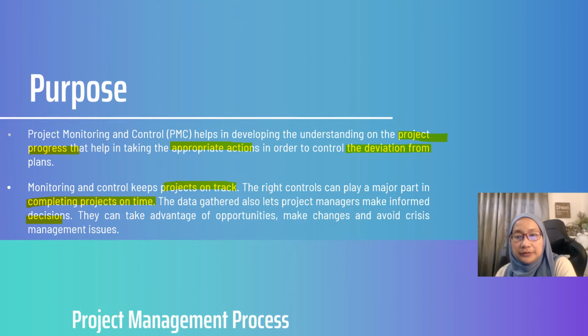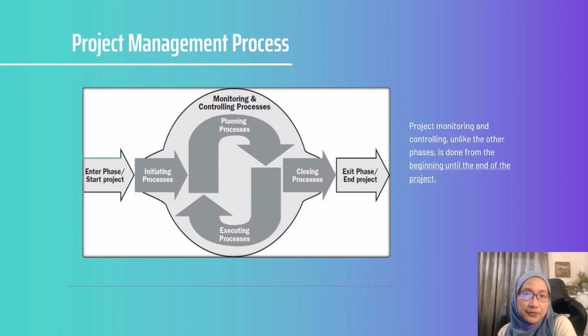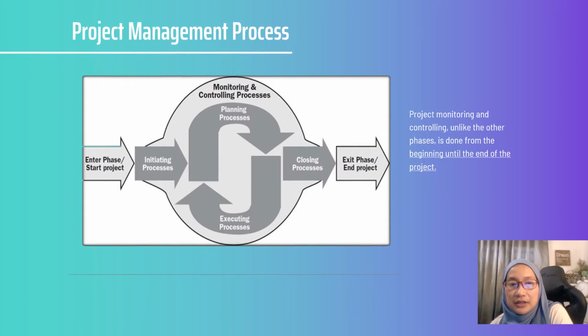So moving on, the project management process. Where is the project monitoring and controlling processes phase? Actually, project monitoring and controlling, unlike the other phases, is done from the beginning until the end of the project. So you can see here, we have 4 phases, but the monitoring and controlling process you have to do at the beginning, starting from the initiation phase.